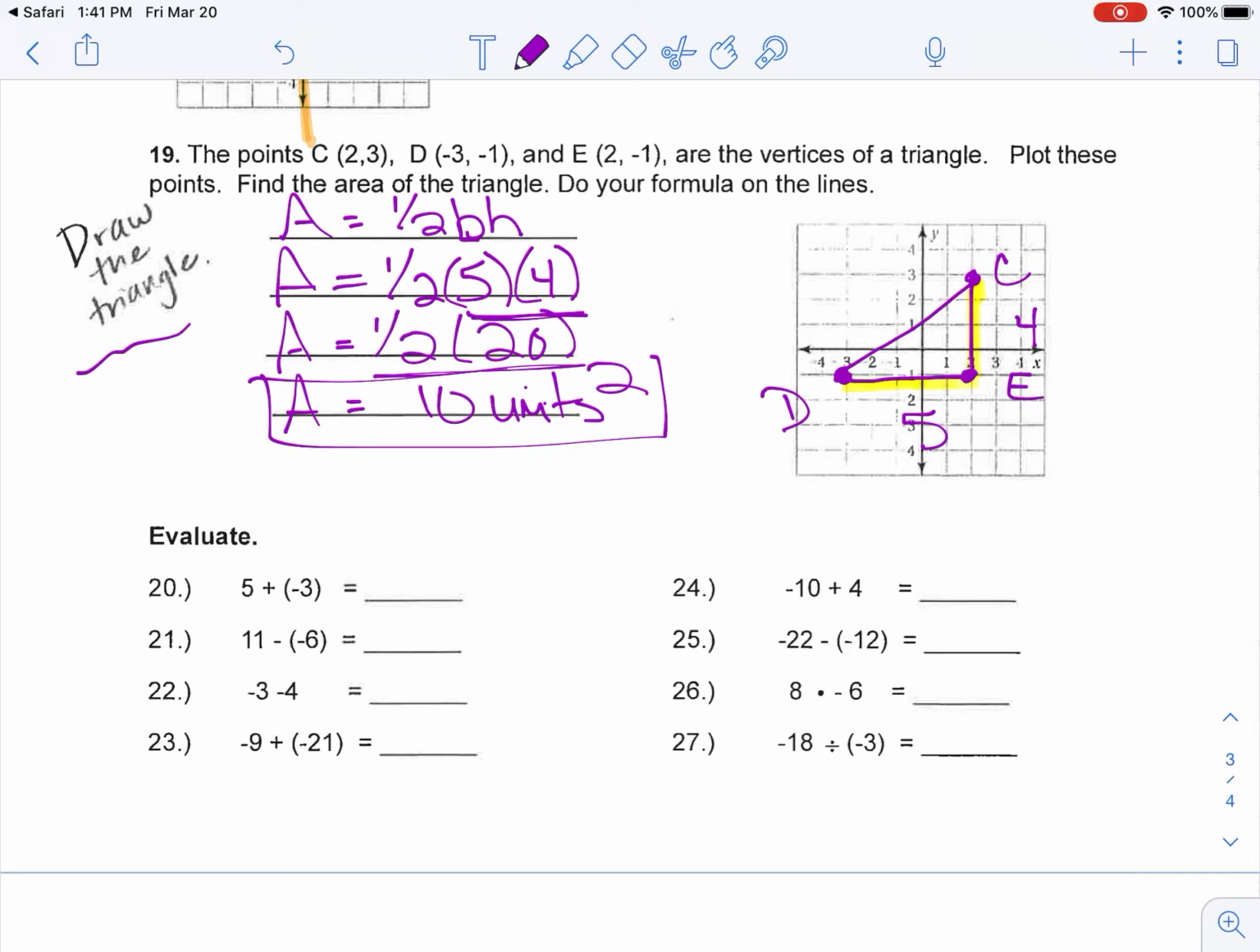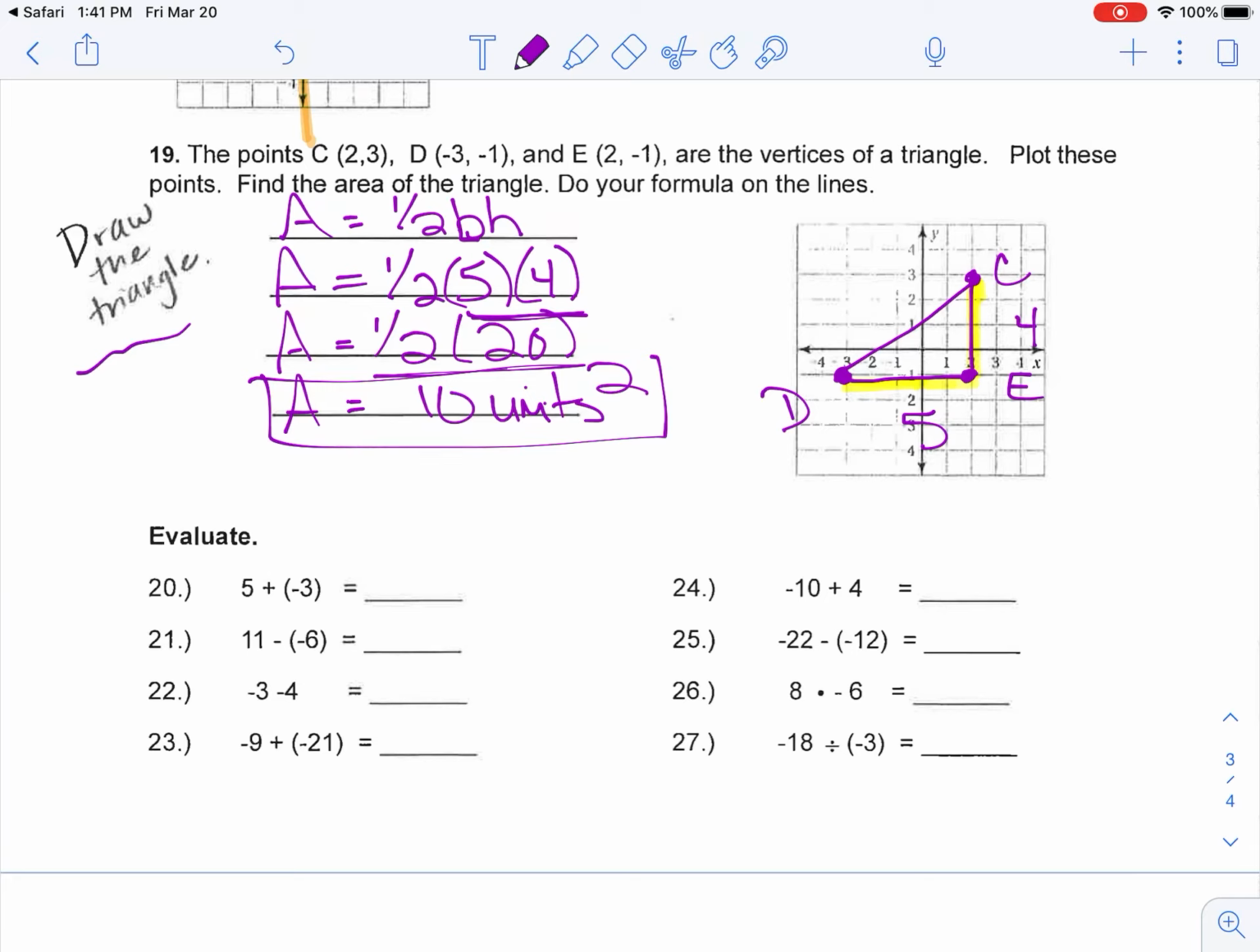Evaluate. Here's adding, subtracting, multiplying, and dividing integers. I really encourage you guys when you do your test tomorrow to have your notes opened, okay? I'm allowing you to use your notes. Use them, okay? The first one is addition. So go to your adding and subtracting notes tomorrow.